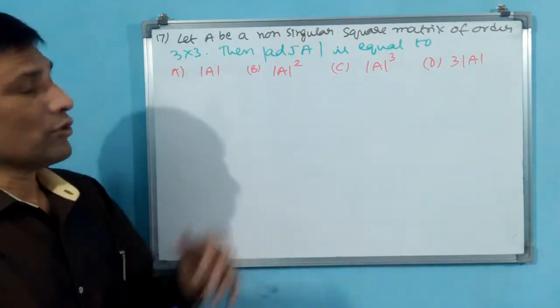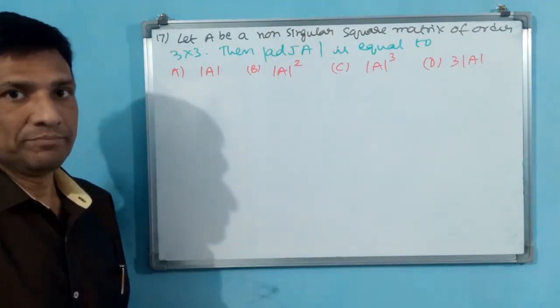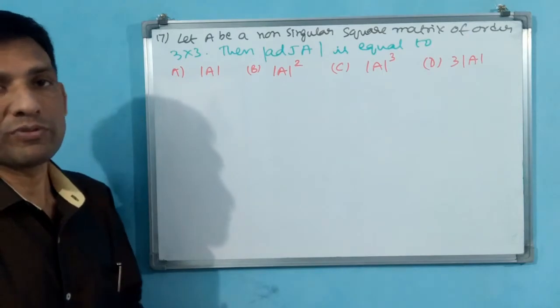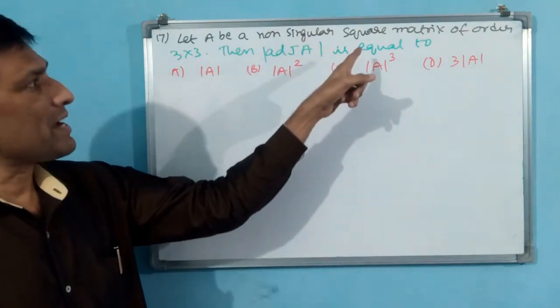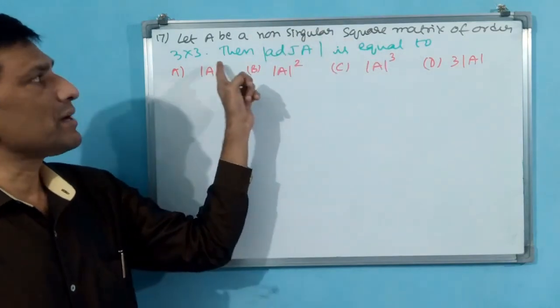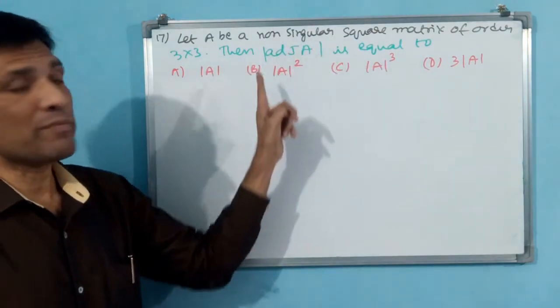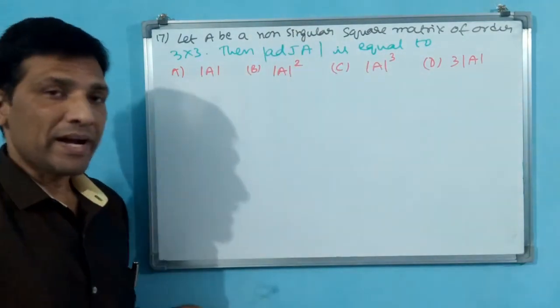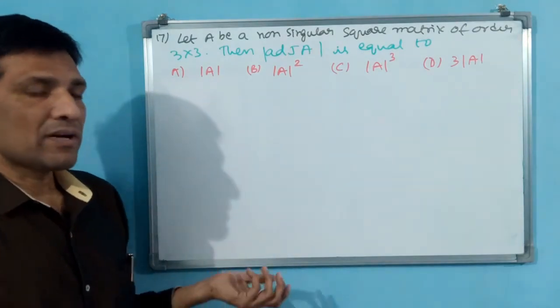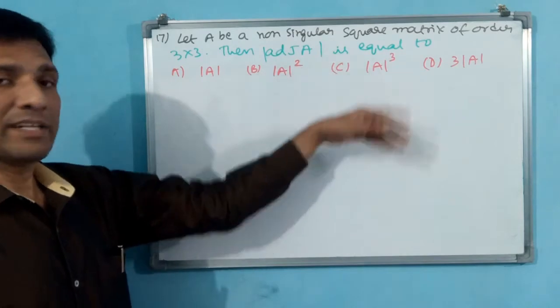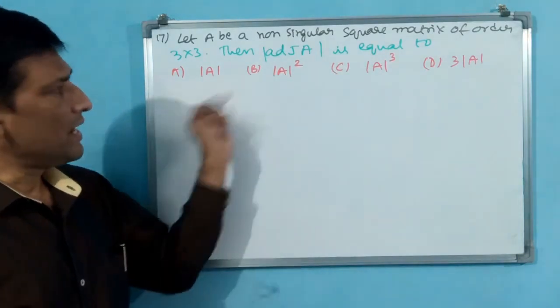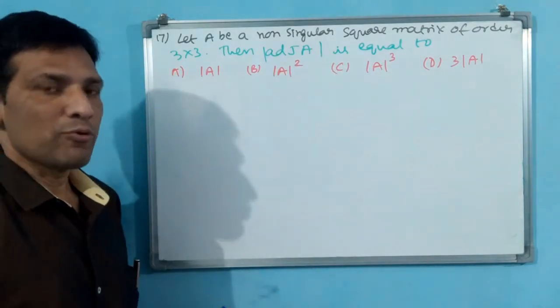You see this question, 17th question. This is a conceptual question, concept based question. Let A be a non-singular matrix, square matrix of order 3 by 3, then adjoint A determinant. See, we found until now adjoint A, but we have not yet found determinant of adjoint A. Determinant of adjoint A, what is going to come, he is asking. Answer is B, but how it comes, I am going to explain to you.